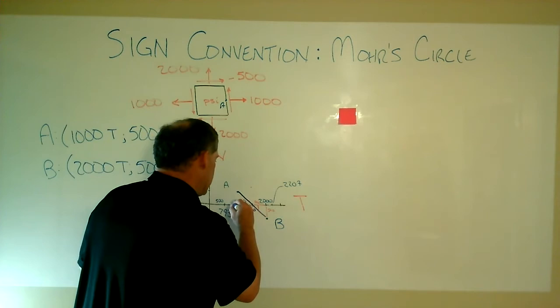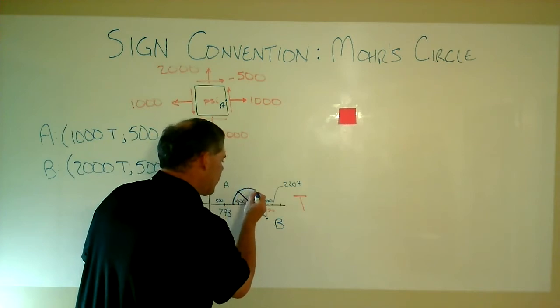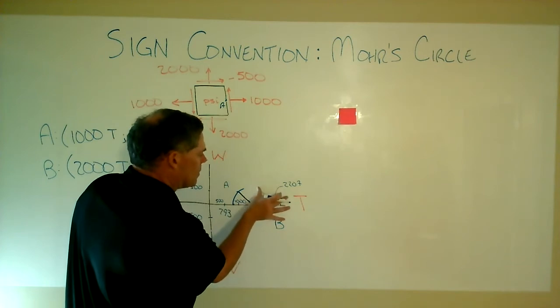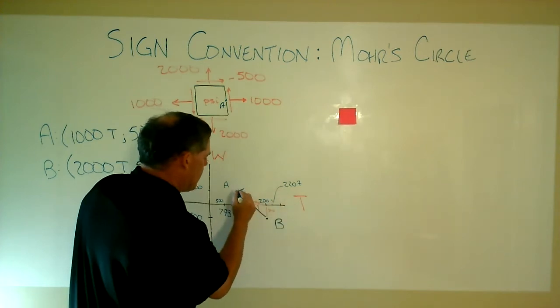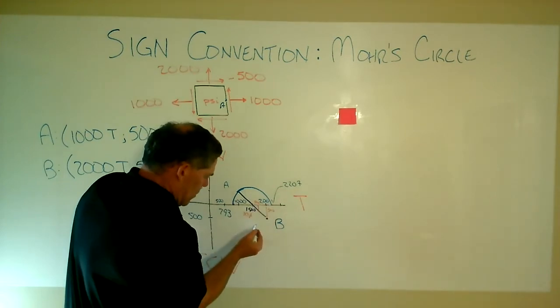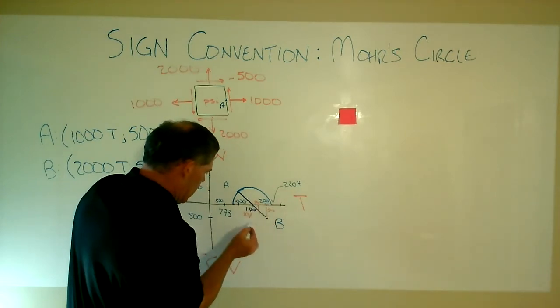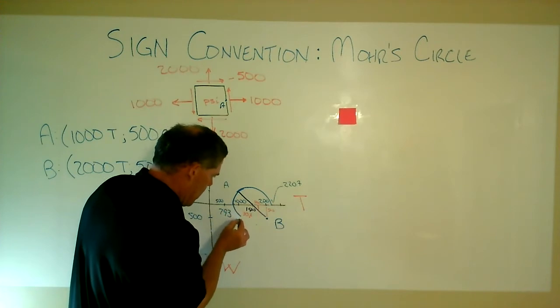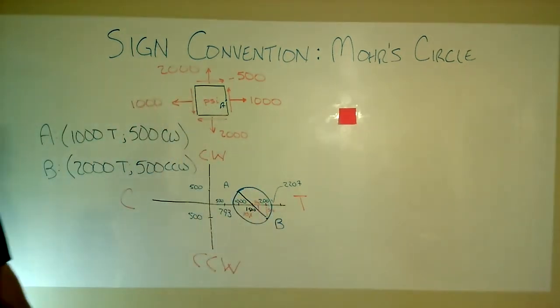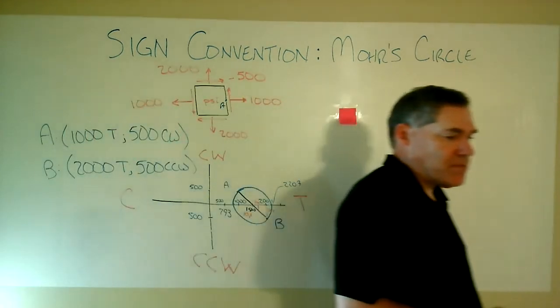A little easier now for me to draw at least the top half of the circle. That's not real great. Let's try that a little again. And that's why I don't want you to do it freehand. Do all that same kind of business down here. Right? And there's our plot of Mohr's circle.